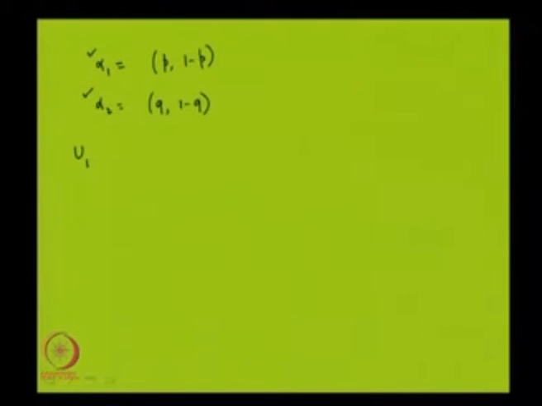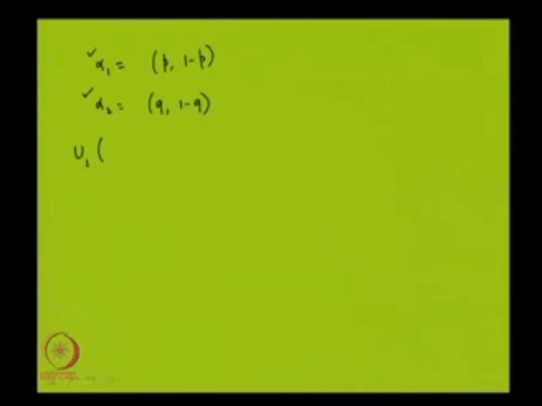And suppose alpha 1, that is the mixed strategy of player 1, is P and 1 minus P, and alpha 2, the mixed strategy of player 2, is Q and 1 minus Q. So, in this case, if this is the mixed strategy of player 1 and this is the mixed strategy of player 2, then what is the payoff of player 1 from this set of mixed strategies? That we can find out.